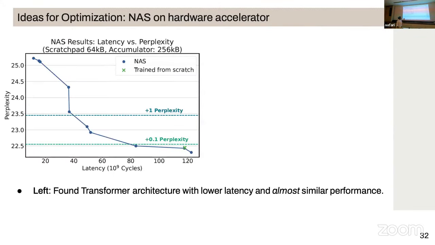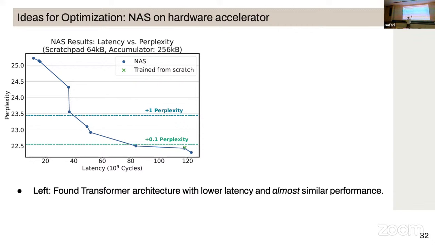So they conducted a NAS for finding transformer inference. Doing a NAS is computationally really, really heavy, so they actually took a downsized model of BERT to do this. They didn't take the full BERT model. But here's what's interesting: they found a transformer architecture with lower latency and similar performance.